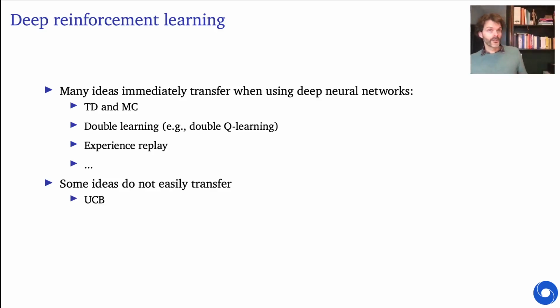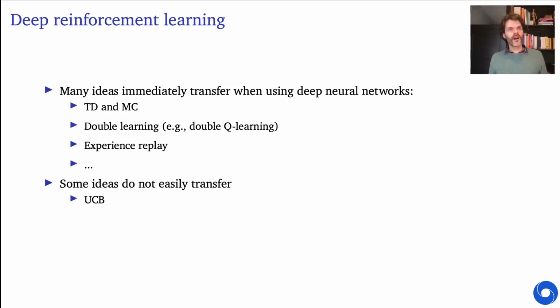For instance, UCB is hard to transfer because UCB, I'm reminding you that this is an exploration method that we discussed in the second lecture, and it requires counts. So you need to know how often you've seen a certain state or state action pair if you want to do UCB.